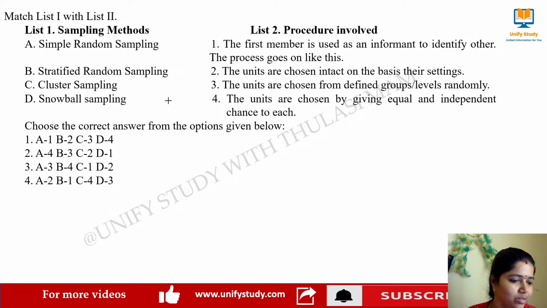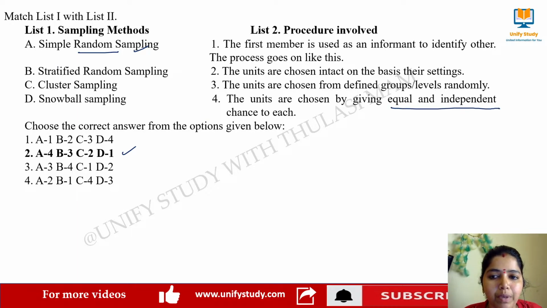Very good, all are correct. A4, B3, C2, D1. Simple random sampling. Note the keywords: the units are given equal and independent chance. B3, stratified random sampling means what? The units are chosen from defined group levels randomly.